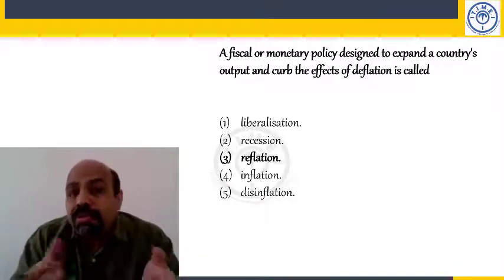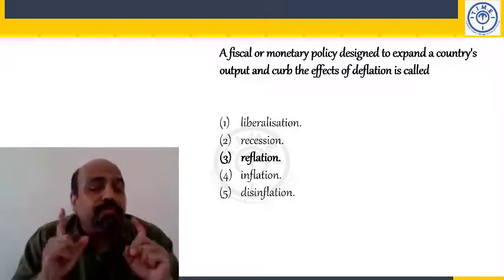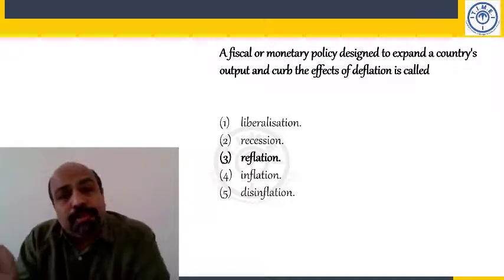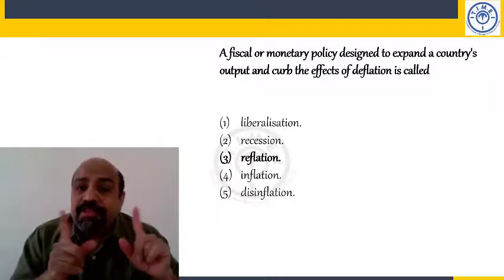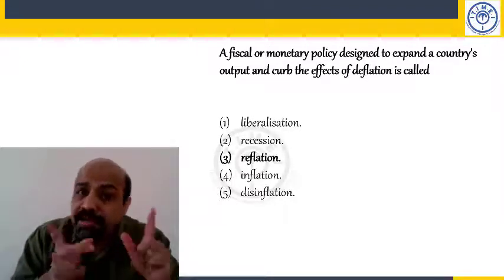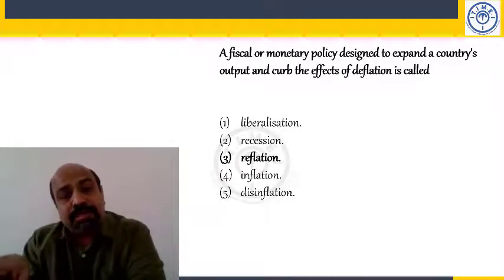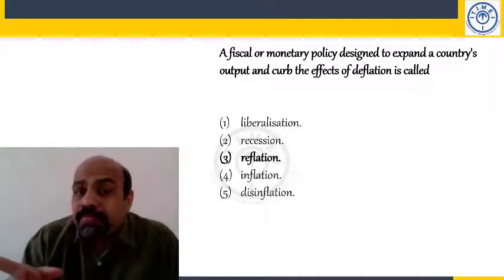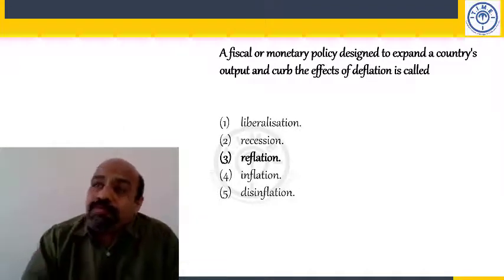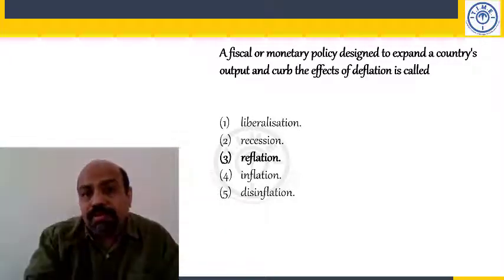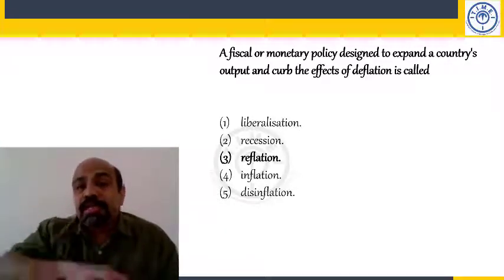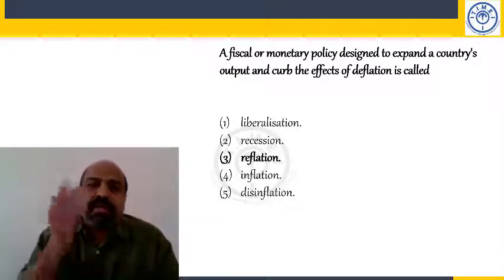Effectively speaking, when there is no demand, would you produce? No. If you don't produce, would you employ people? No. If people are not employed, would they have income? No. If they don't have income, will they have purchasing power? No. If they don't have purchasing power, what will happen to the quality of life? What will happen to the overall demand for goods and services? Everything will fall, which effectively means the economy goes into a downward spiral.